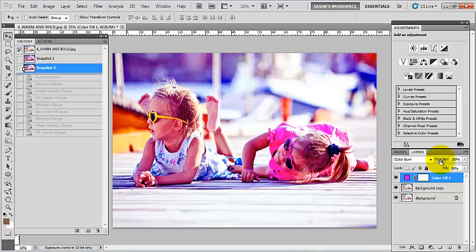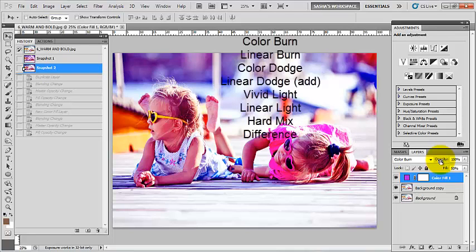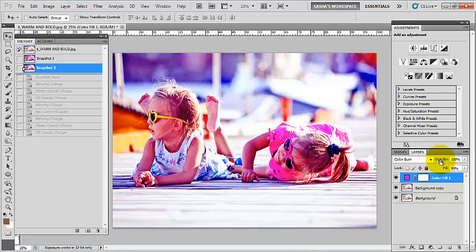The Special 8 are color burn, linear burn, color dodge, linear dodge, vivid light, linear light, hard mix, and difference. With all 8 of those, you can play with the opacity and the fill to achieve very, very different looks. That is something you want to keep in mind when you are doing your editing with blend modes.